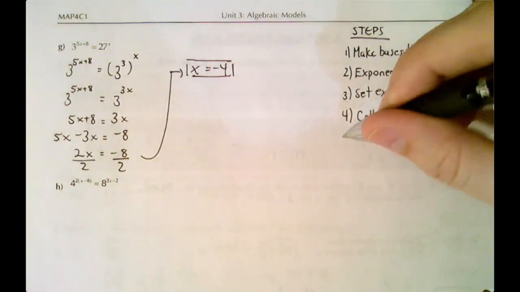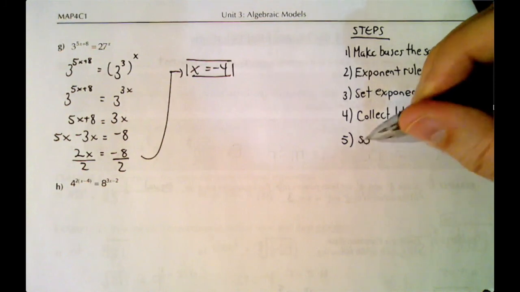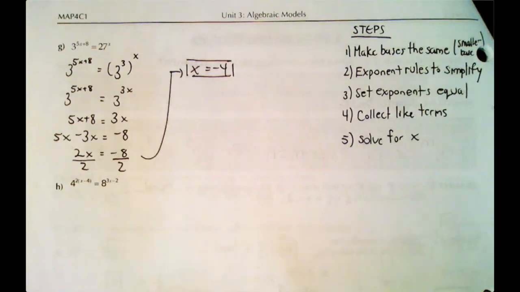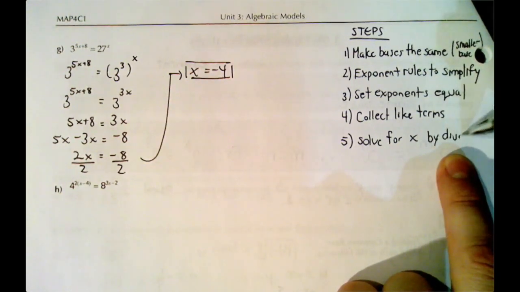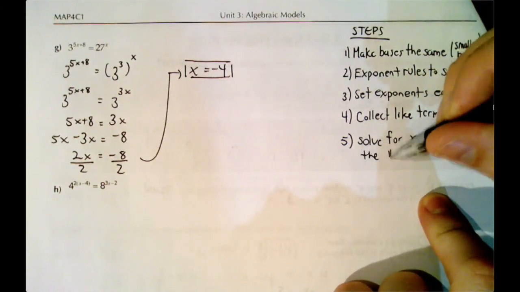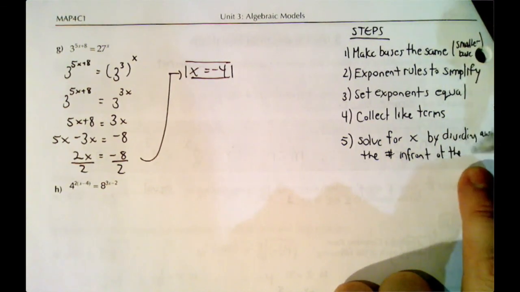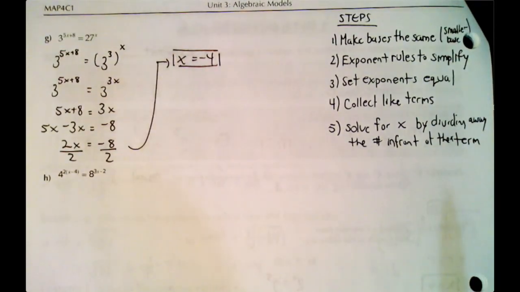Step 5, we forgot step 5. After you collect like terms, solve for x. Specifically, I guess, by dividing away the coefficient, the number in front of the x term. All right, we're going to follow those steps in H.